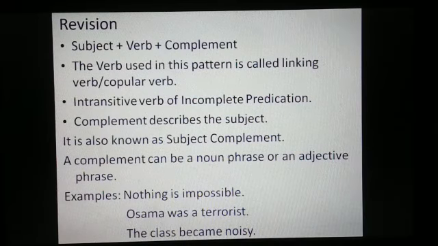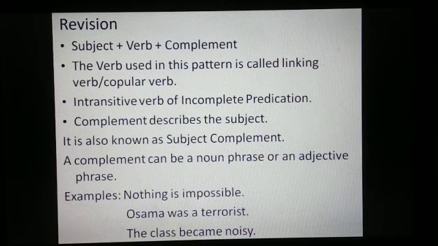Yesterday we discussed pattern 2, that is subject plus verb plus complement. The verb used in this pattern is called linking verb or copular verb. Linking verb or copular verb joins the subject and the complement. The verbs used are intransitive verb of incomplete predication.